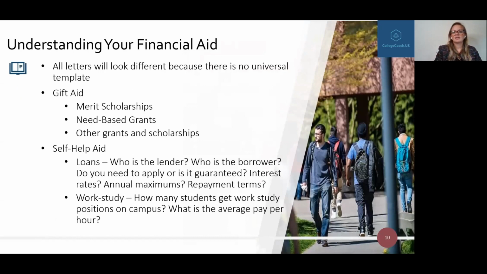So let's talk about understanding your financial aid. One thing to realize, if you're not already a parent of a senior who has seen these letters, is that they all are going to look and feel and read very differently. The reason is that there's no universal template. Nobody came out and said, all of you need to list this, and then this, and make sure it's easy to read and easy to understand. There's none of that.